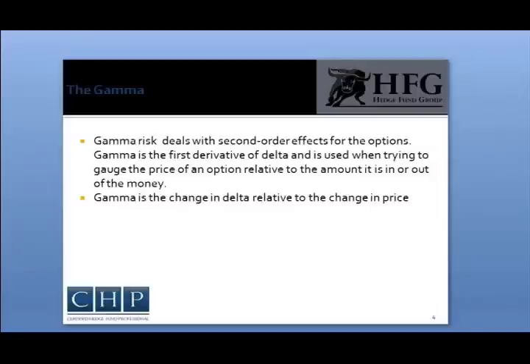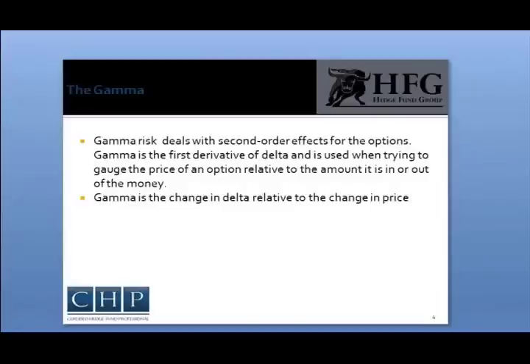Positive gamma risk generally is associated with long options positions, while negative gamma risk is associated with short options positions. The second order can quickly change given different strike prices of options within a portfolio and is an important risk for portfolio managers to understand.